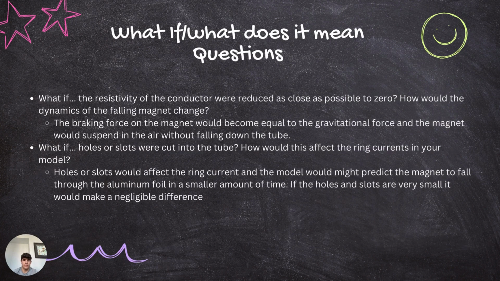For the what-if, what-does-it-mean questions, if the resistivity of the conductor reduced as close to possible as 0, the braking force on the magnet would become equal to the gravitational force, and the magnet would suspend in the air without falling down the tube. If holes or slots were cut into the tube, the holes or slots would affect the ring current, and the model might predict that the magnet would fall through the aluminum tube in a smaller amount of time. If the holes and slots are very small, it would make a negligible difference.